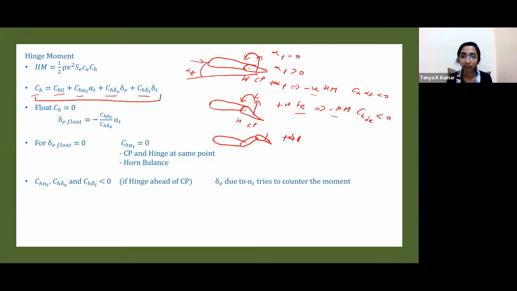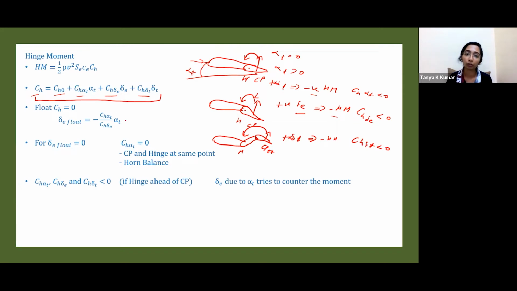This again produces a lift at the center of pressure of your trim tab. And this produces again a nose down moment at the hinge. This is the center of pressure of the trim tab. So what we see is for a positive delta T, again we get a negative hinge moment. So CH delta T is also less than 0. So these three slopes, these three derivatives, are all less than 0.